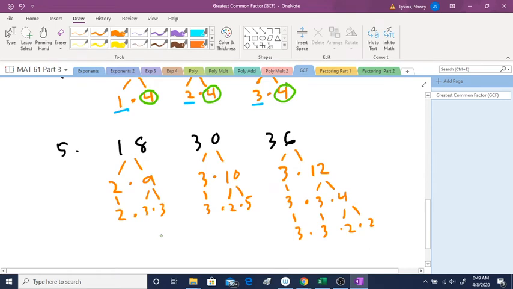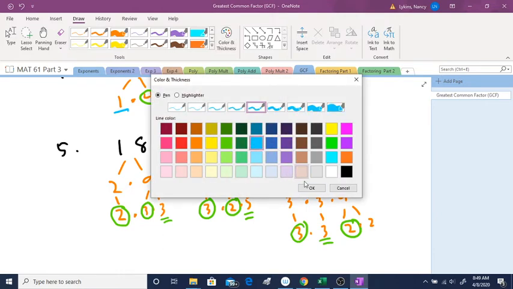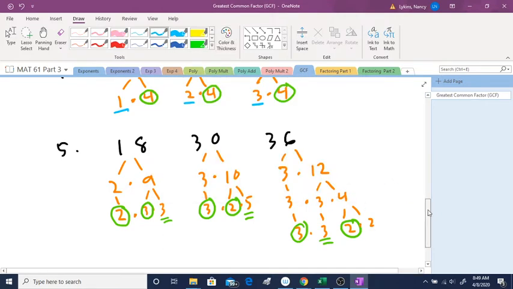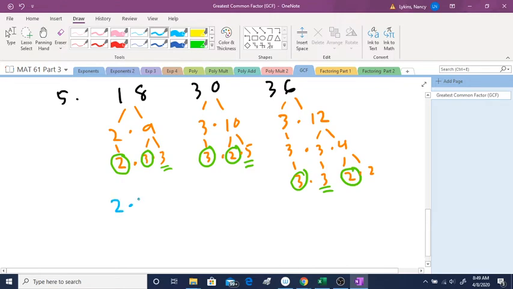So now we need to pair these up. Do they have a 2 in common? Well, let's see. 2, 2, and 2. 3, 3, and 3. So that means I'm looking at this next 3 right here. I just have a 5. I do have a 3 right here, but they all have to have that in common. So that means what is left is 2 times 3, which equals 6.